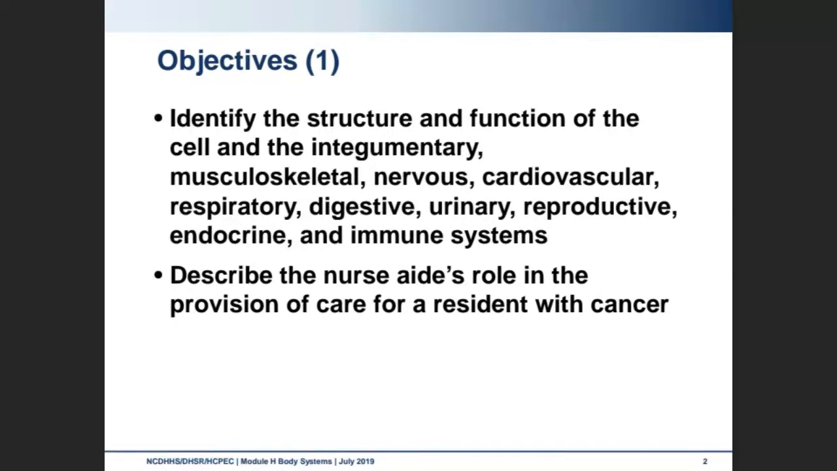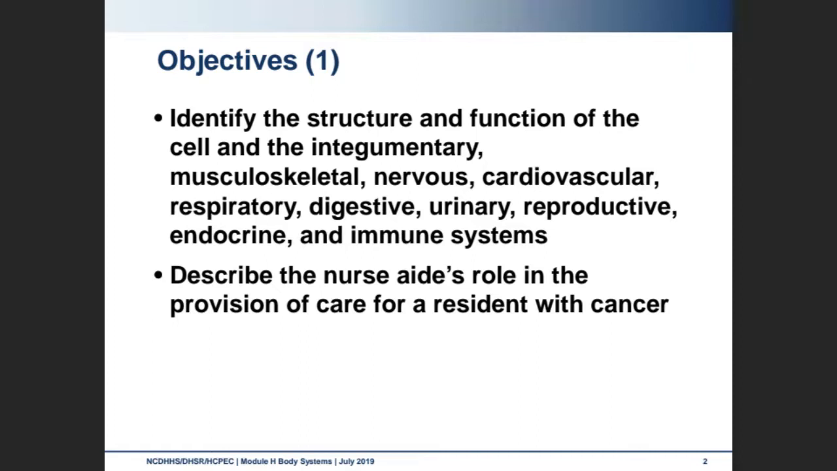We're going to be talking about your role as nurse aides in the provision of care of residents with cancer. We're going to discuss changes that are associated to the various body systems that are related to aging. We're also going to compare and contrast normal findings and variations of normal findings of the various systems as well, common disorders that you'll find in each system, and your role as it's related to caring for residents and how it relates to each particular system.